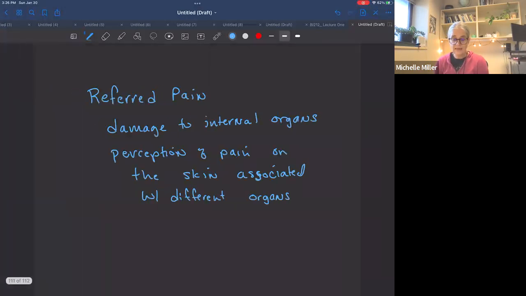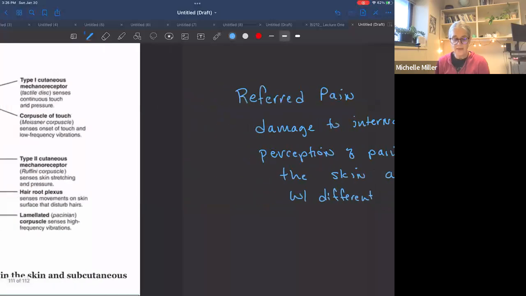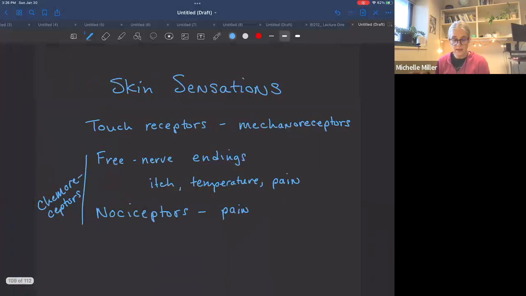So pain, again, is a type of perception, and it is a chemoreceptor that is responsible for this type of perception. And the pain receptors are specifically referred to as nociceptors.